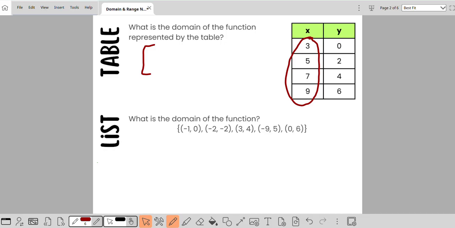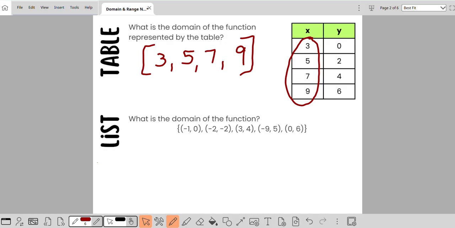So then I'm going to look at all the x values and I want to put them in ascending order. That means smallest to greatest. So the smallest one is a 3, then there's a 5, then there's a 7, then there's a 9. Now this one was very good to us and it was already in order. That will not always happen. So let's show you one where that is not the case.